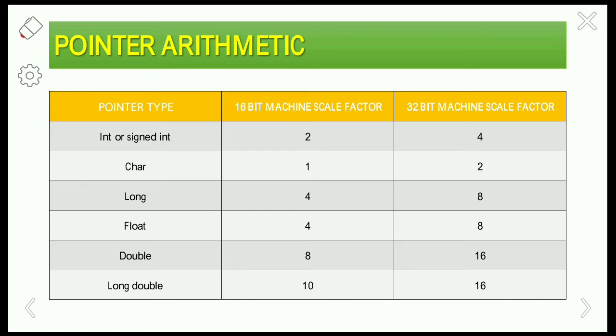Before understanding pointer arithmetic, we will learn what a scale factor is. Here we're considering the scale factor of different machines. The scale factor of a pointer is the size of the data type to which the pointer is pointing. Normally we know that the size of a particular data type is, say, 2 bytes, a character is 1 byte, and a float is 4 bytes, right? But it varies from machine to machine. So the scale factor varies from machine to machine.